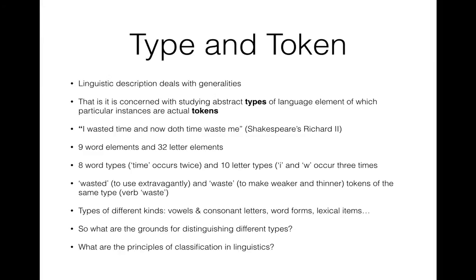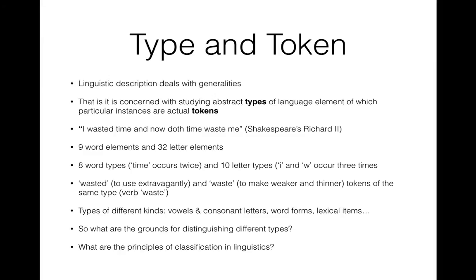And only 10 letters. Instead of 32, you have only 10. And some of them are repeated many times, like I and W occur three times. So we have W here, and W here. If you go to I, this one, and then time, etc. This makes you understand what we mean by types.